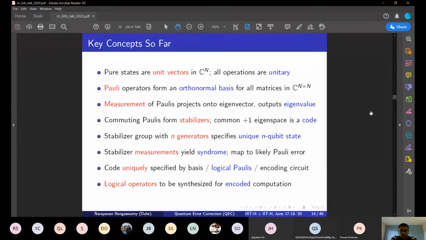Or you can define the logical Paulis, which is the most general thing we do. So you define stabilizers, and then you define logical Paulis as cosets of the stabilizer. So that's the most general principle. Or you can also give the encoding circuit, which is not common to do. Finally, once you have defined a code, you need to compute on the encoded information, and so you have to find logical operations, so physical n qubit operations that compute on the logical k qubits. These are called logical operators.